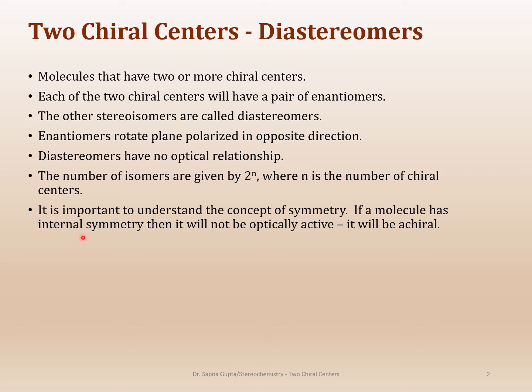In some cases where we have symmetry in the molecule, then that compound is not optically active. In the case of one chiral center, we did not have that issue because there was not that big of a molecule to have any kind of symmetry. But as the molecules get larger, then some kind of symmetry can be possible, and if there is symmetry in the molecule, then that compound is not optically active, which means it is called achiral.